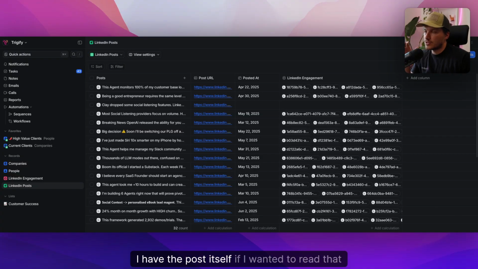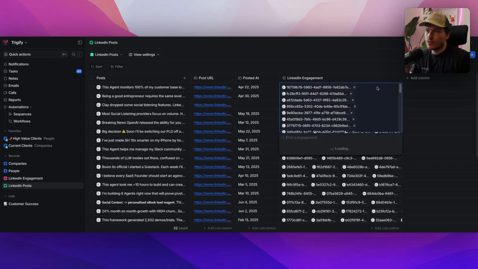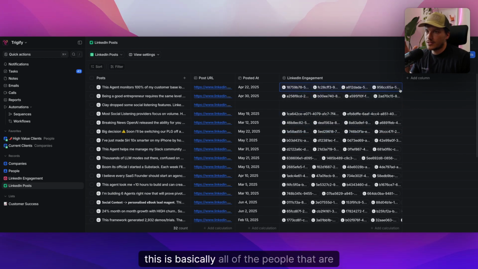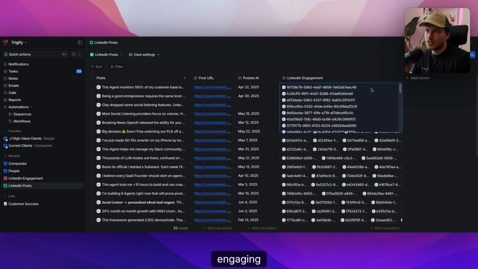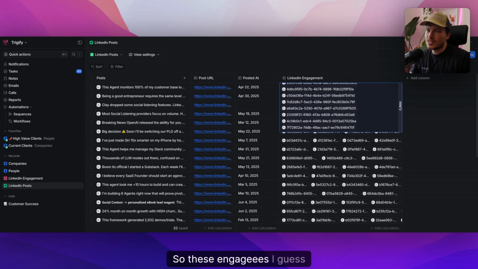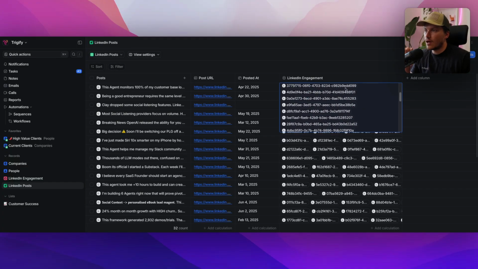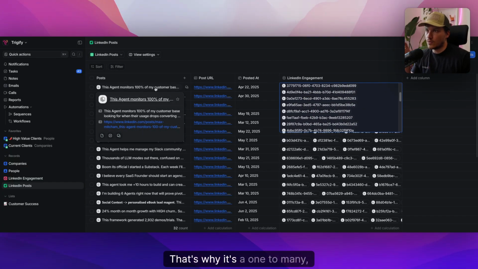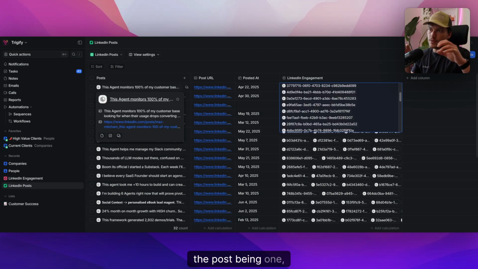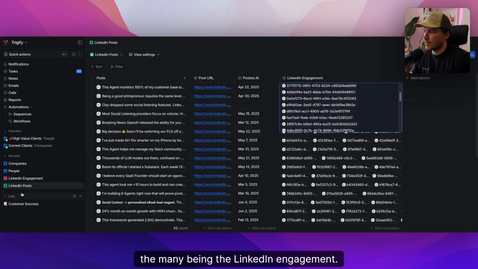I have the post itself. If I wanted to read that, obviously I don't need to because I know what that is. I know when it's posted, but more importantly, I then have all of the engagement coming through. So if we look at this, this is basically all of the people that are engaging with this particular post. So these engagees, I guess, are bound to this post. That's why it's a one-to-many. The post being one, the many being the LinkedIn engagement.